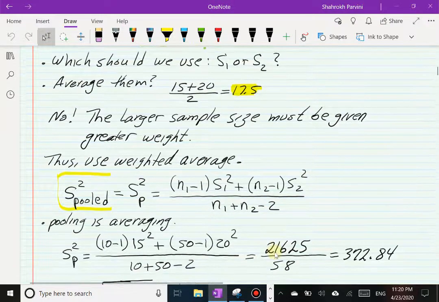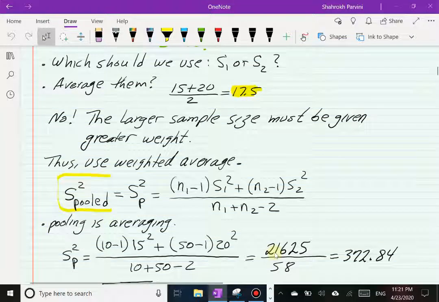Now, to give you an example. For the example I had above, remember S1 was 15, S2 was 20. So I've done the formula there. Sample size 10 minus 1 times 15 squared plus 50 minus 1 times 20 squared, divided by 10 plus 50 minus 2, that's N1 plus N2 minus 2. You work the arithmetic using a calculator. I got this number, 372.84.